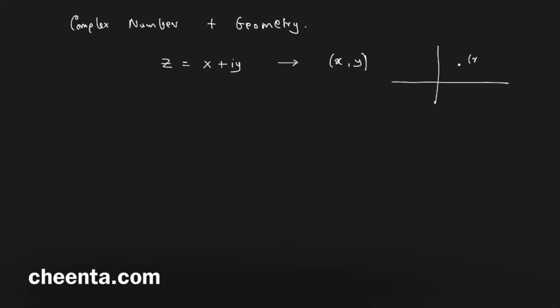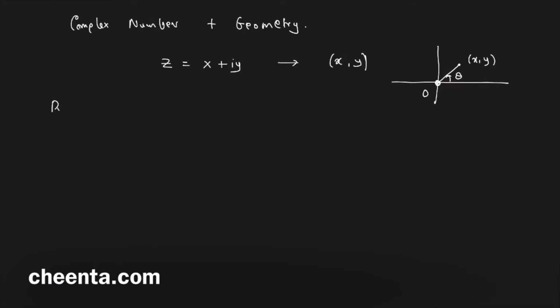Complex numbers and geometry are very well connected. In fact, if you look at a complex number z, which is sometimes written as x plus iy, you should think of it as a point x comma y in the coordinate plane. And then you can talk about its distance from the origin and the angle it makes with the x-axis and so on.